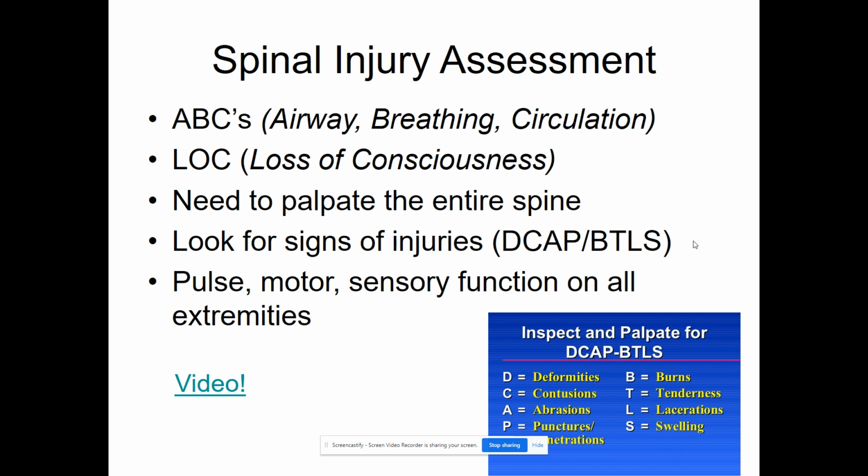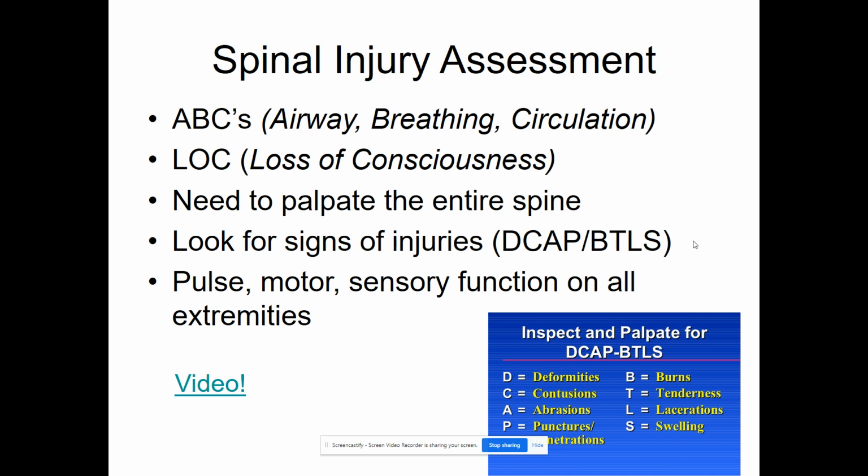LOC stands for loss of consciousness. So that could be something that you see if someone has lost consciousness and indicate that. If you're checking someone out, you would want to palpate. Palpate means to touch. So you'd want to touch and press around the entire spine to see if anything feels like it's out of place.